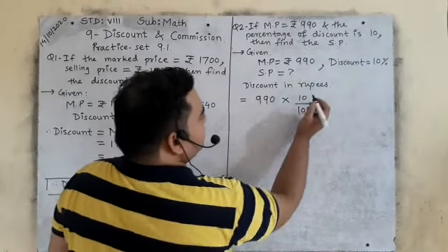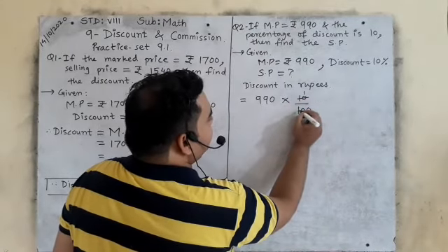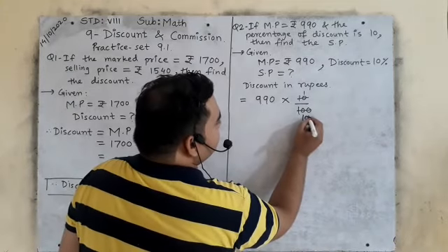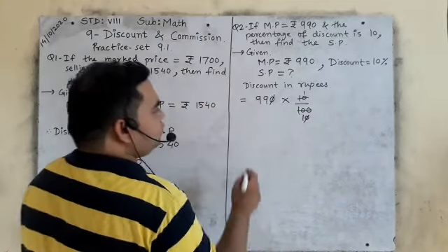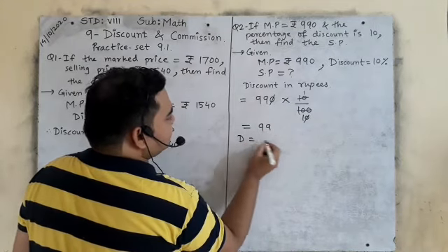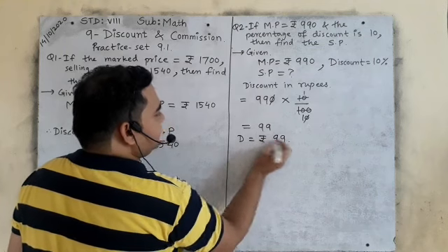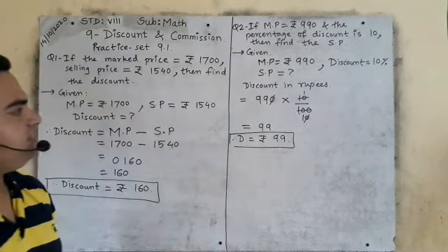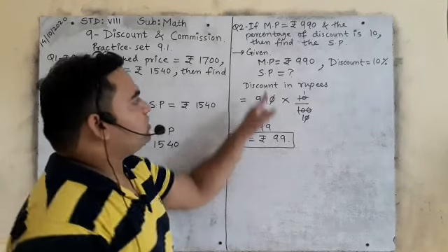Now see, you can find out 10 ones are 10, 10 tens are 100, right? See now this 0 and this 0 cancel. So what is left? Only 99. So you will write discount is equal to rupees 99. Is it clear? How much rupees discount you will get? 99.